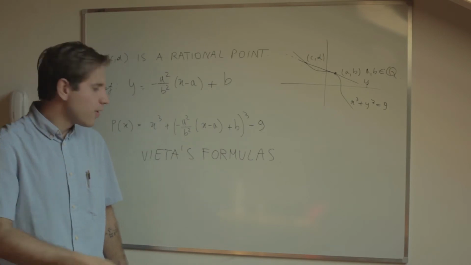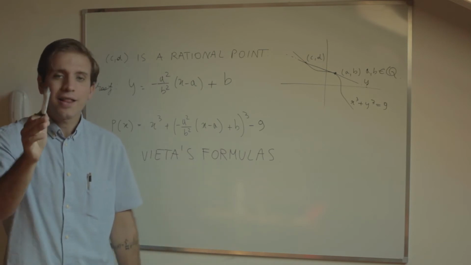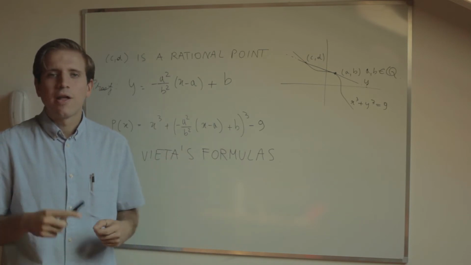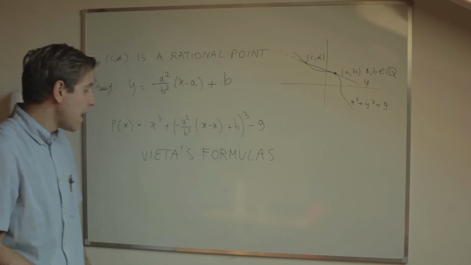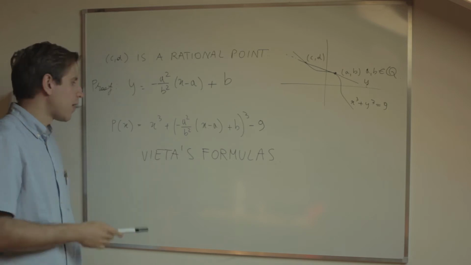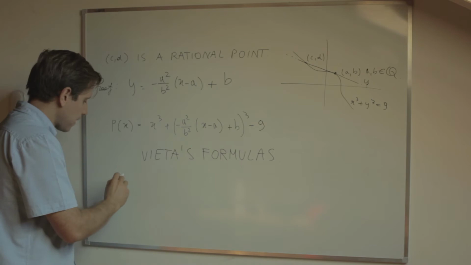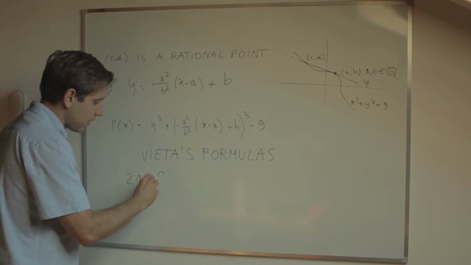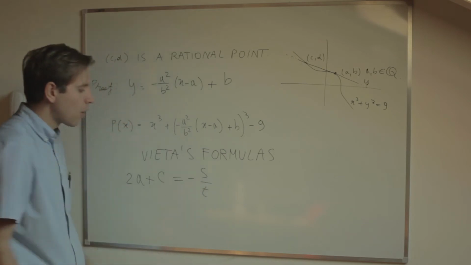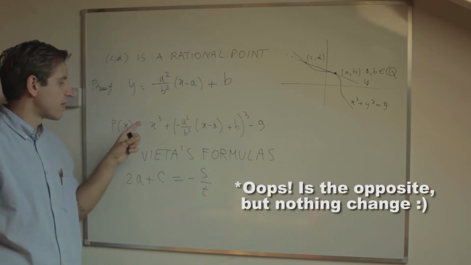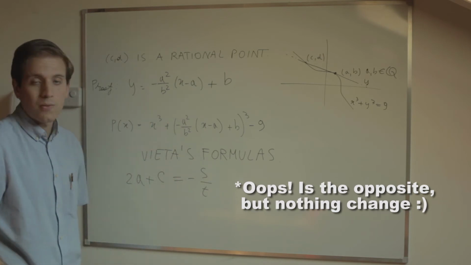We are going to use Vieta's formulas. I think many of you know what they are, but let me remind you. Essentially, they are relations between the coefficients and the roots of a polynomial. And in the case of a third degree polynomial, like this one, we know that the sum of the roots, 2a plus c in this case, is equal to minus s over t, where s is the coefficient of x cubed and t is the coefficient of x squared.